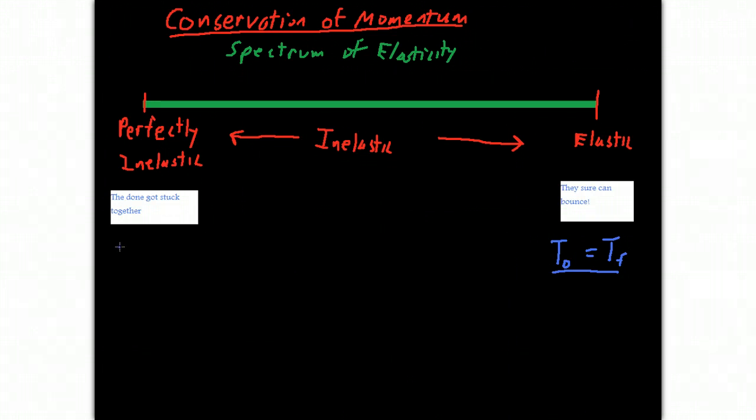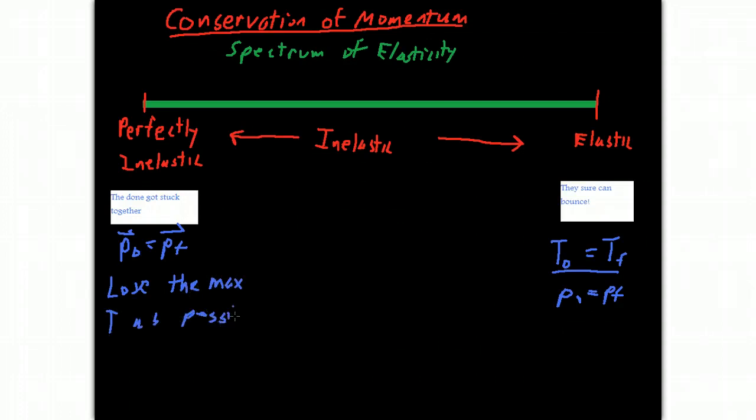You still have to conserve momentum, right? And I guess I will write it down over here. So you're still conserving momentum. There's no question about it. But you lose the max kinetic energy as possible while still maintaining conservation of momentum. Now, how does this work?